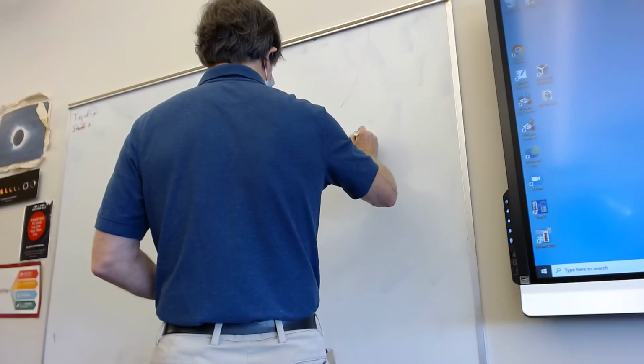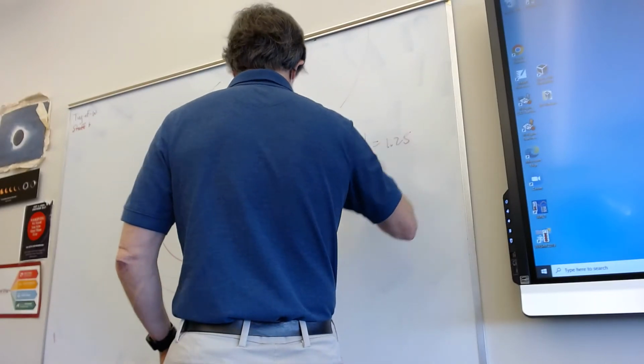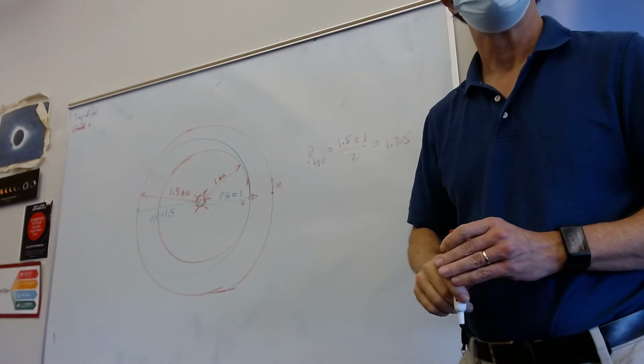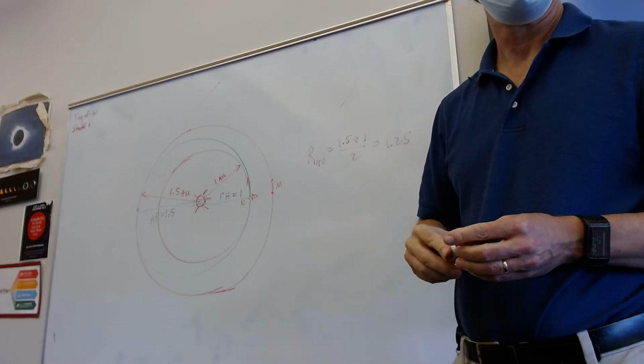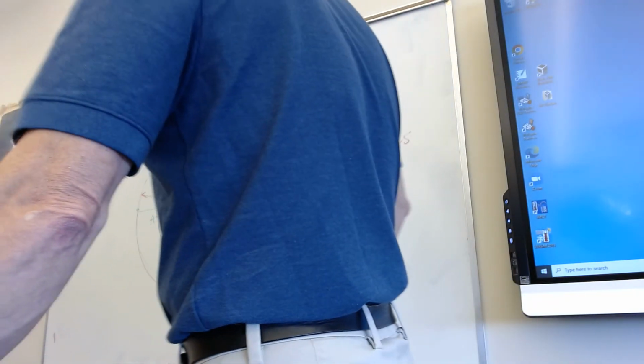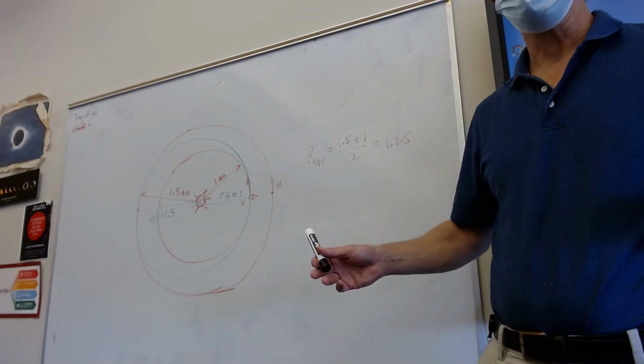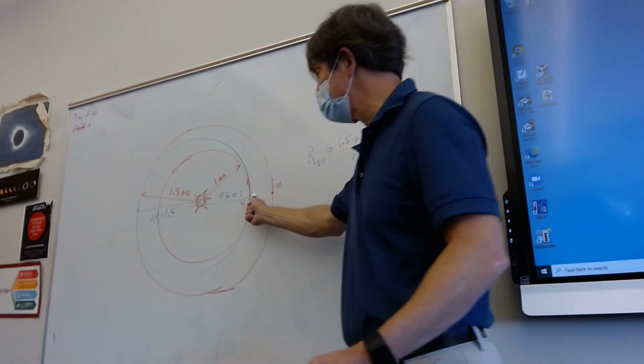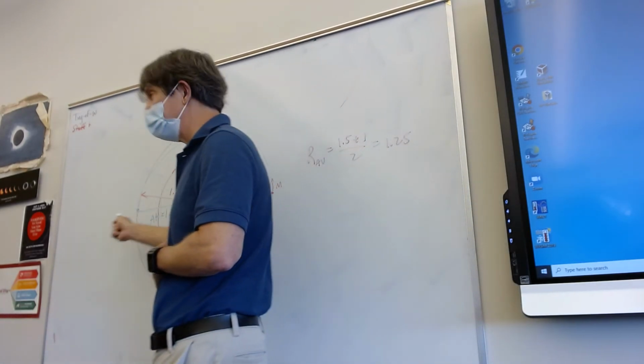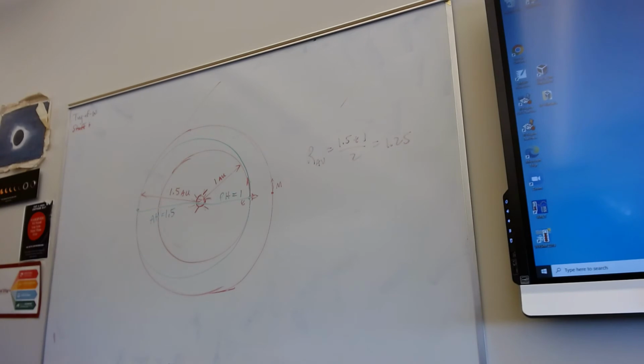Well, 1.25 is our average. You're off to a good start. The average is 1.5 plus 1 over 2, which is 1.25. But what's the period? 1.25 is the average of the closest and the furthest distance, in AUs. I'm just asking, what is it cubed? Maddie, do you have a calculator? It's 1.4, 1.40 or 1.39. It's real close to 1.4.